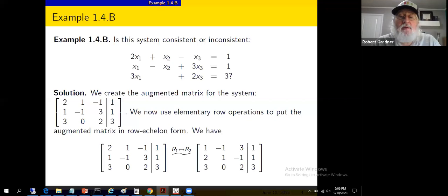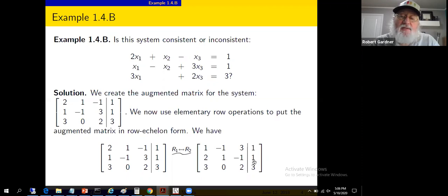Okay, let's see. Now, I want to use this 1 to eliminate that 2, and I want to use this 1 to eliminate that 3. That's the reason I wanted a 1 there. See how much we got on the next page. It would be a bunch of arithmetic. So what I'm going to do is let's take this first row, multiply it by a negative 2, and add it to the second row.